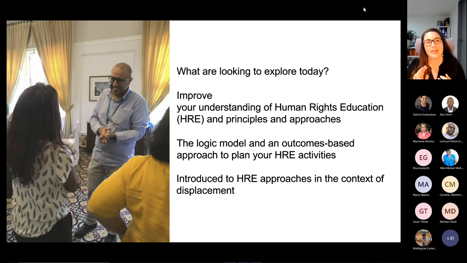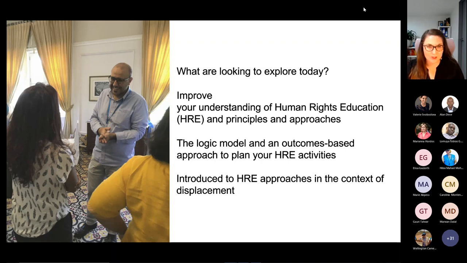Now, some of this may be familiar to some of you, but it may not. It's just a bit of a recap and an introduction to a way you can start planning and approaching your human rights education activities. And then I'm going to be talking about how this could potentially apply in the context of displacement. This is also where my colleagues from CHRP will be speaking at length to their experience with undertaking human rights education initiatives in the context of displacement, because as you'll hear, it's quite a live issue for our colleagues at the Commission on Human Rights of the Philippines.